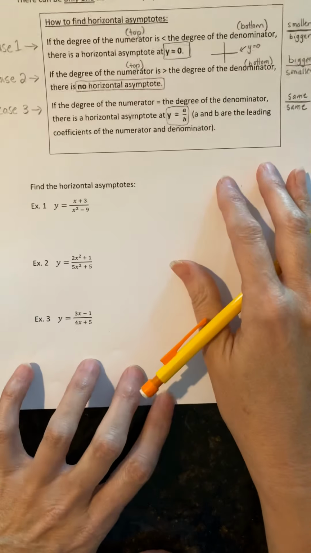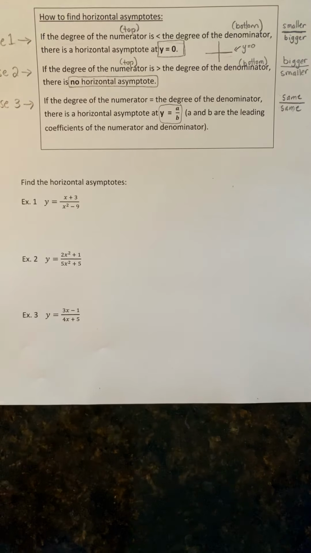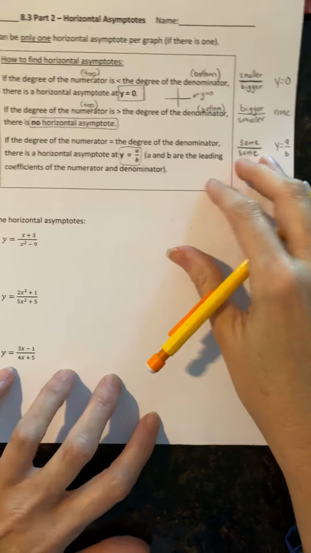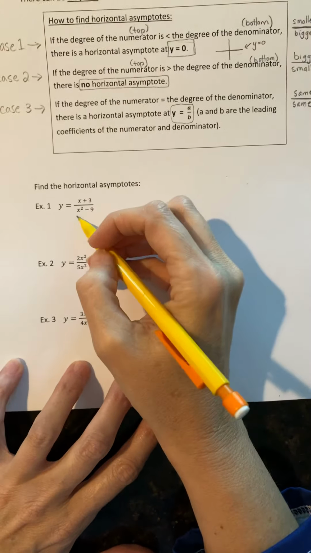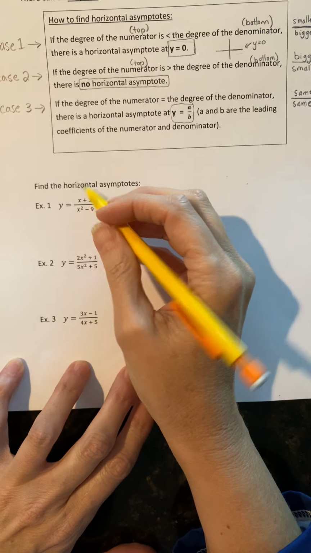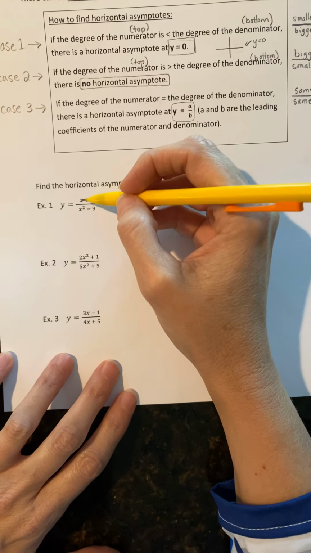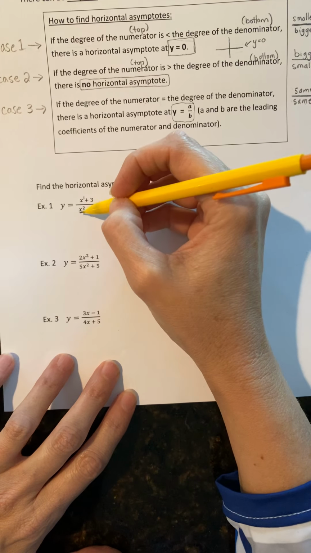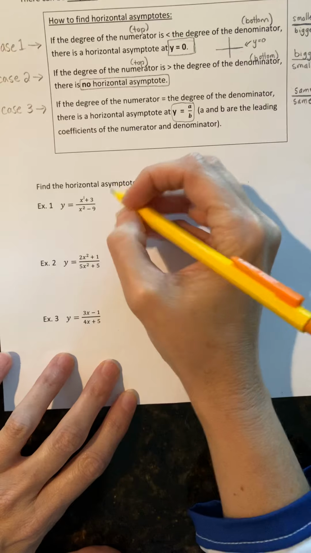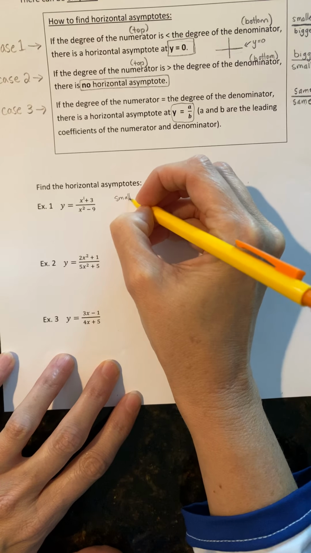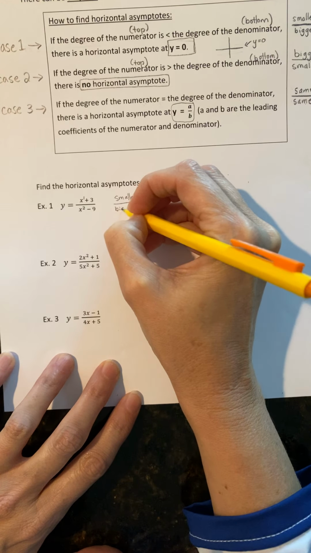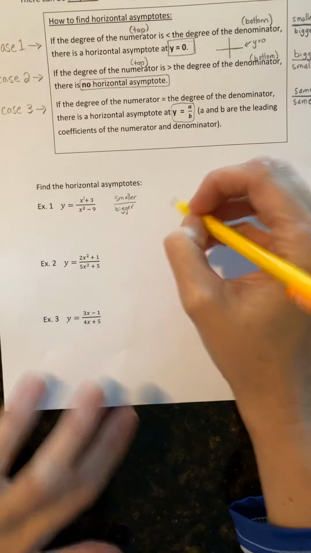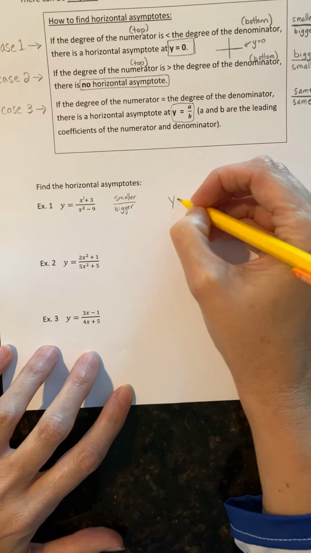All right, so now we're going to do some examples. So here is our equation. They want us to find the horizontal asymptotes. All we have to do is look at the degree. So this x by itself is x to the 1. This is x to the 2. So it's a smaller degree on the top. It's a bigger degree on the bottom. And so there is a horizontal asymptote. There is one, and it is at y equals 0.